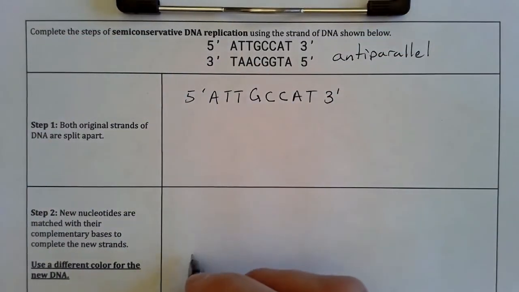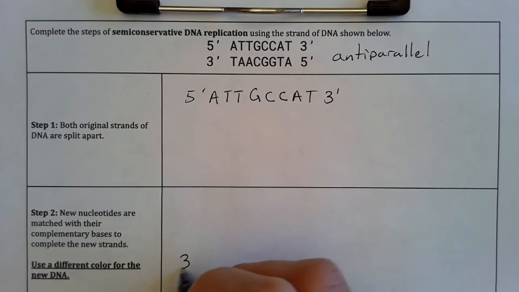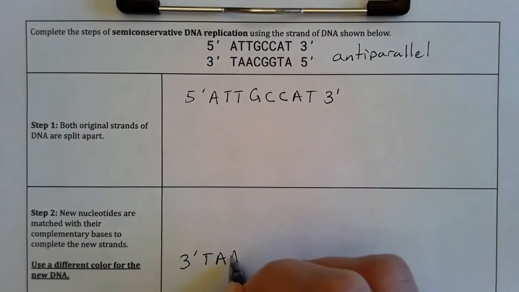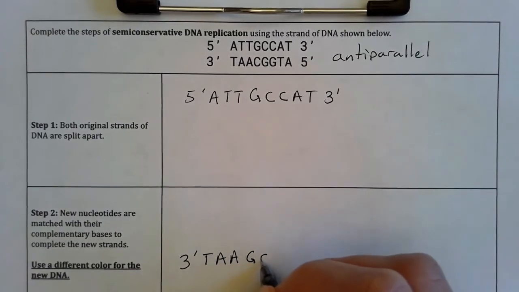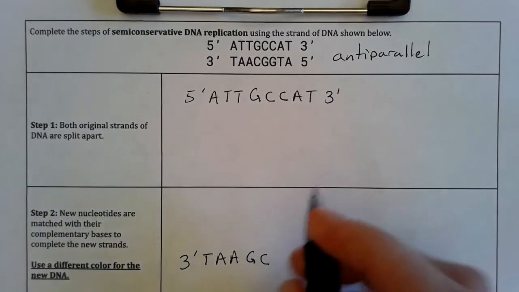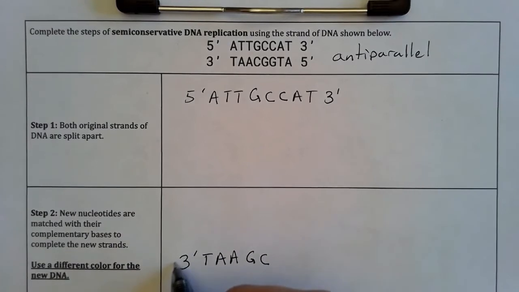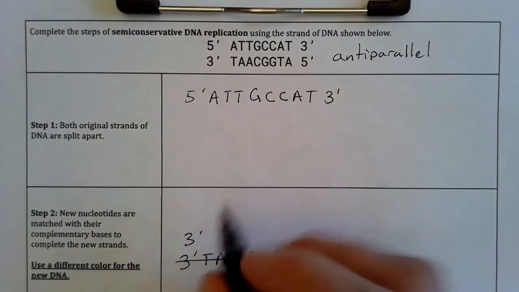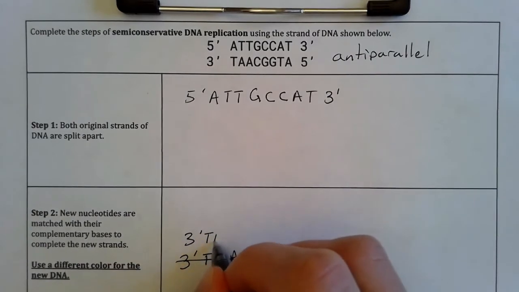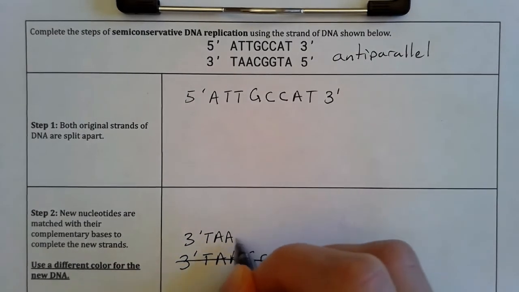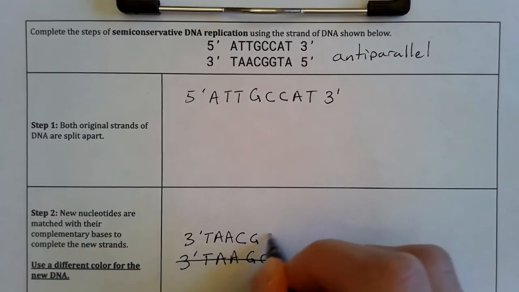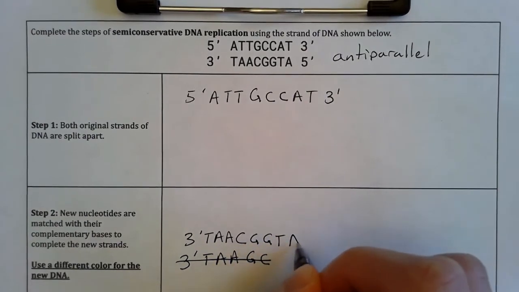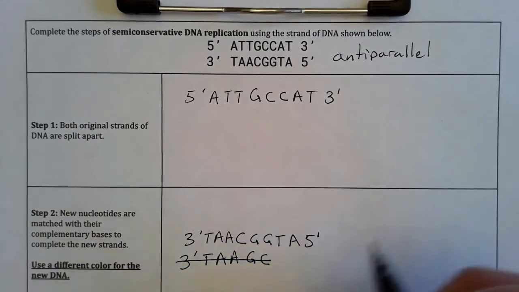And then writing the bottom strand down here, we would have 3'... All right, let's start over. I think I goofed that one up. So 3', and we have T, A, C, G, G, T, A, 5'.